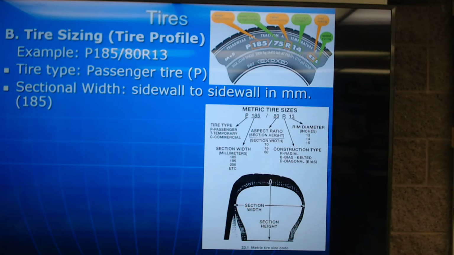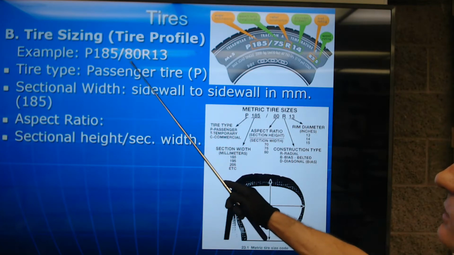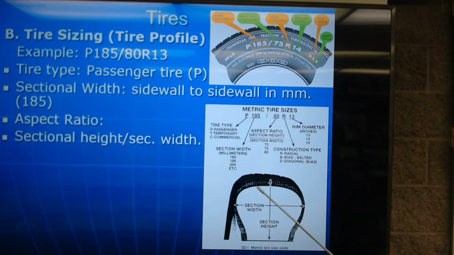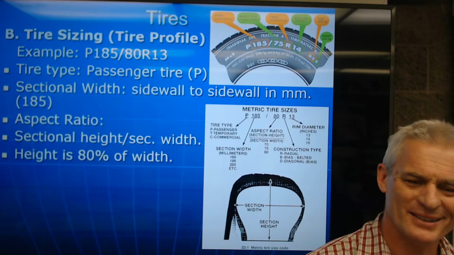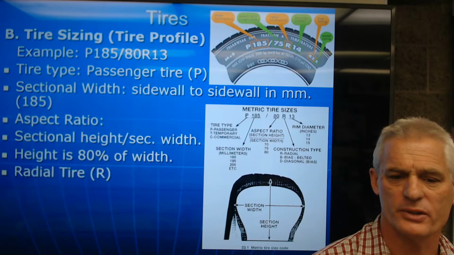That's our sectional width. Next is what's called the aspect ratio, and that is this number, 80. It's a ratio between the sectional height, from the bead seat up to the top of the tire, and the sectional width. Really what you're saying is that the height is 80% of the width. And if it has a 30 series, we're saying the height is only 30% of the width. So that would be a low profile tire, etc. So the height is 80% of the width is what that aspect ratio means.